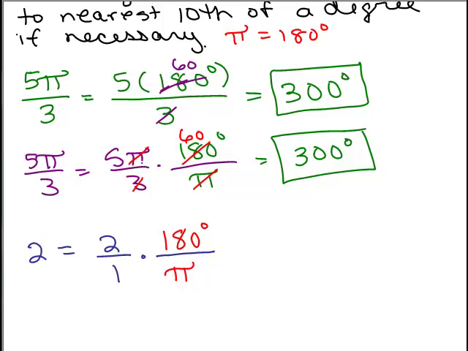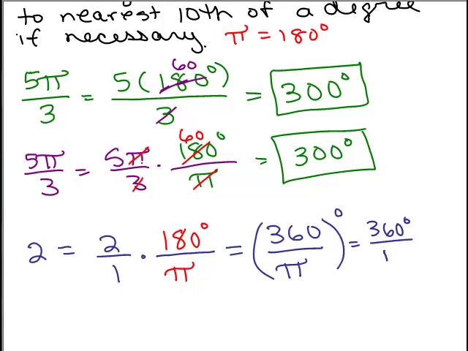Nothing cancels. So what do I have? 2 times 180. That's 360. In the denominator I have pi, and that is the exact number of degrees. Now you could write that as 360 degrees over pi. Okay, that's fine as well.